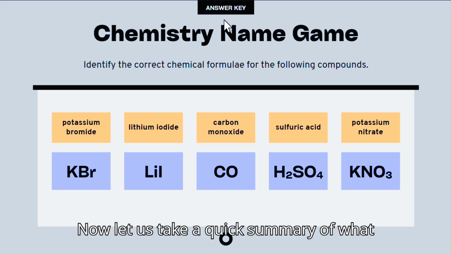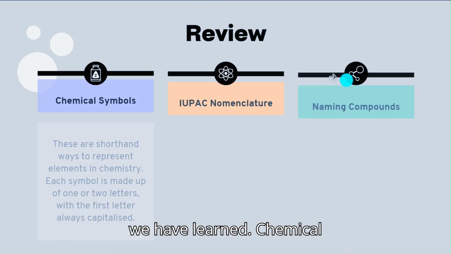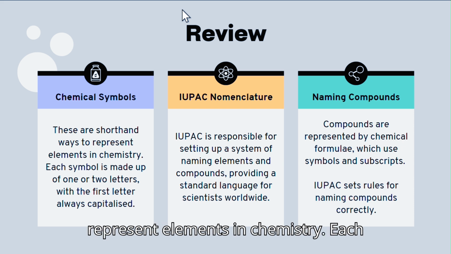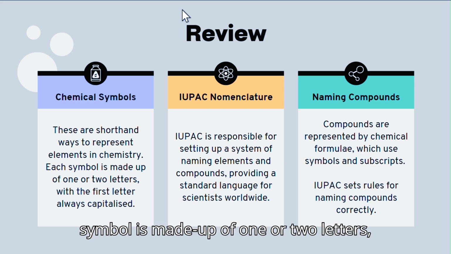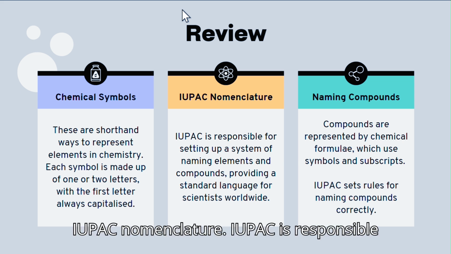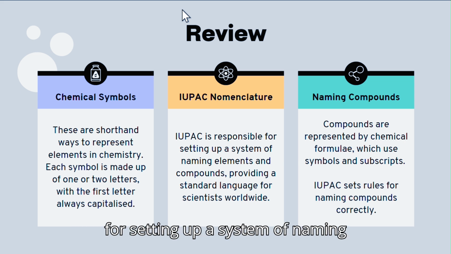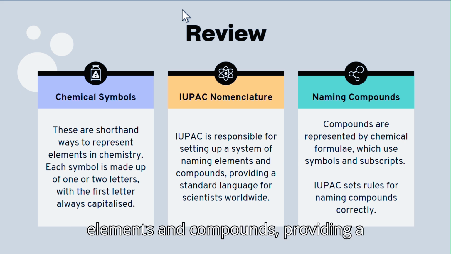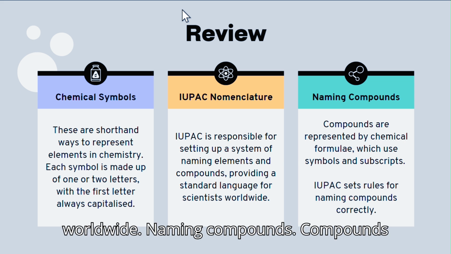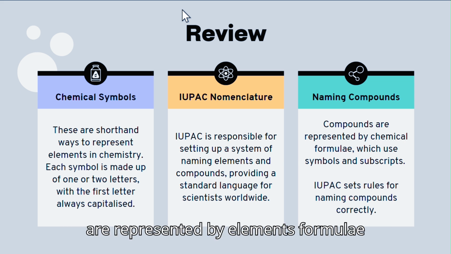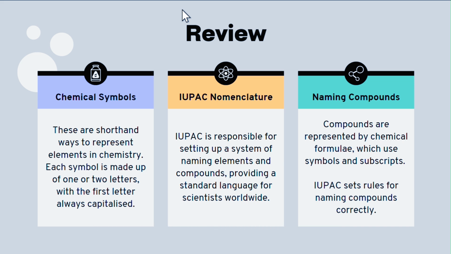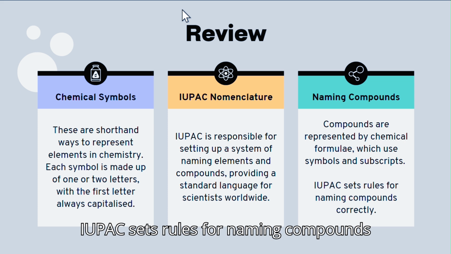Now let us take a quick summary of what we have learned. Chemical symbols are shorthand ways to represent elements in chemistry. Each symbol is made up of one or two letters, with the first letter always capitalized. IUPAC nomenclature: IUPAC is responsible for setting up a system of naming elements and compounds, providing a standard language for scientists worldwide. Naming compounds: compounds are represented by formulae which use symbols and subscripts. IUPAC sets rules for naming compounds correctly.